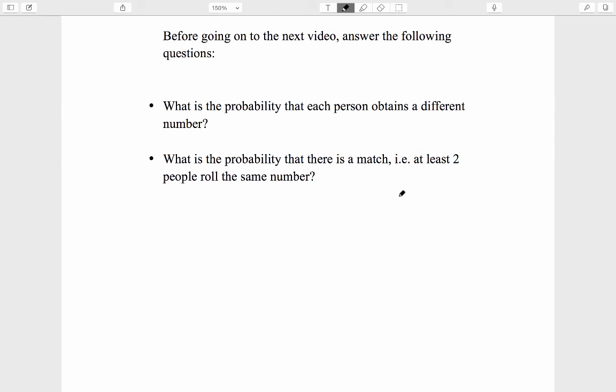Before going on to the next video, answer the following questions about this experiment. What is the probability that each person obtains a different number? And what is the probability that there is a match? That is, that somewhere among these 6 people, you can find at least 2 of them who rolled the same number. Here's a hint. Think about how these 2 events are related to one another. That's the key.